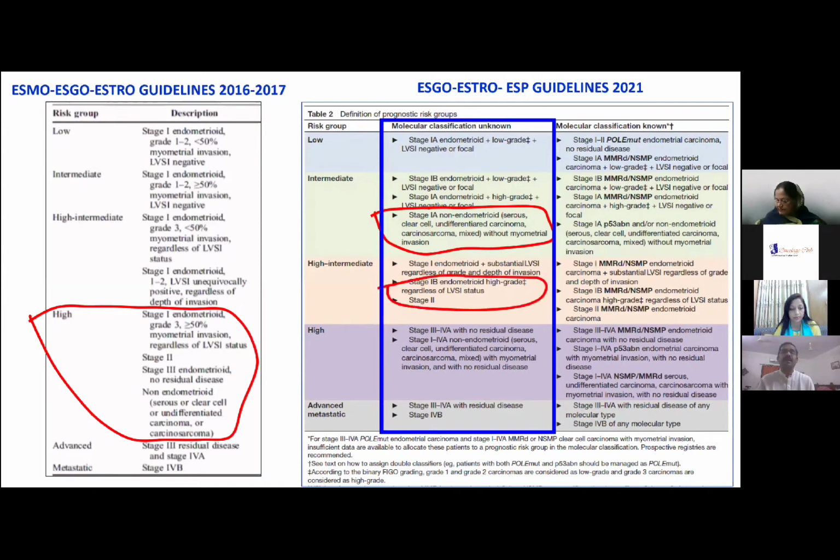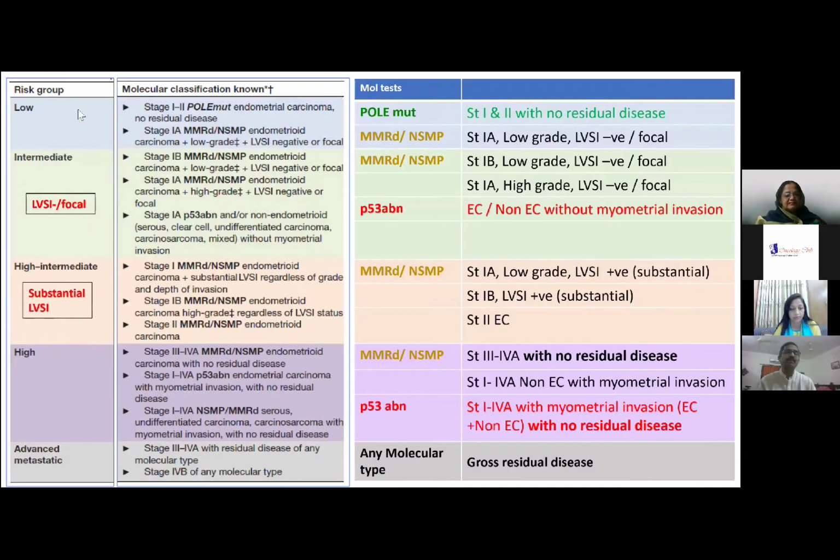And secondly, the stage 2 patients who undergo a good surgery and are treated with adjuvant treatment do have a reasonably better outcome than high risk. So this has also been shifted to high intermediate rather than high risk. How do you remember this in your routine clinical practice? On the left side, what I have mentioned in red, here you can appreciate that you need to have the information on the depth of invasion. You need to have the information on the LVSI, and with these two pieces of information, you'll be able to classify them into low, intermediate, and high intermediate.